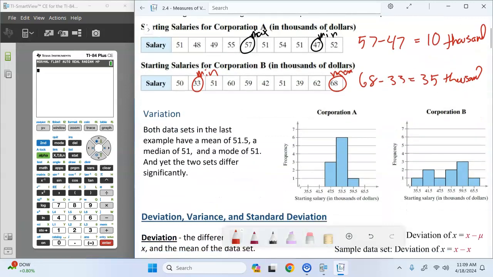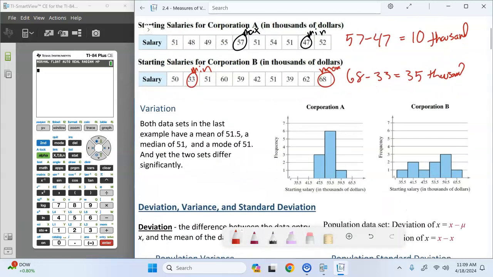Now, both of those companies can advertise the same median salary of $51,000. We see that in these two histograms listing out the 10 salaries for each company. They both have the same mean of 51.5. They both have the same median of 51. They both have the same mode of 51. The measures of center for both of those companies is the same.